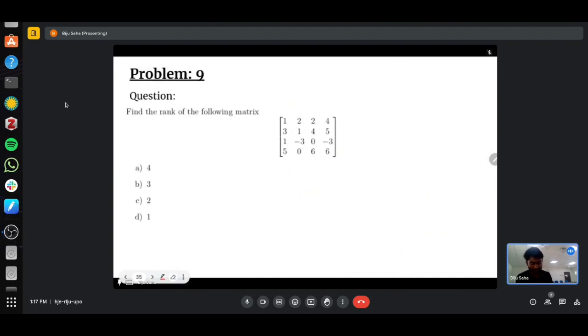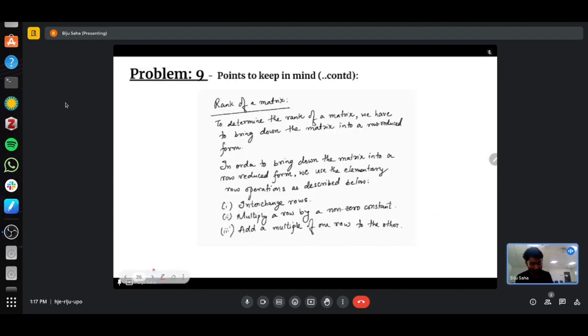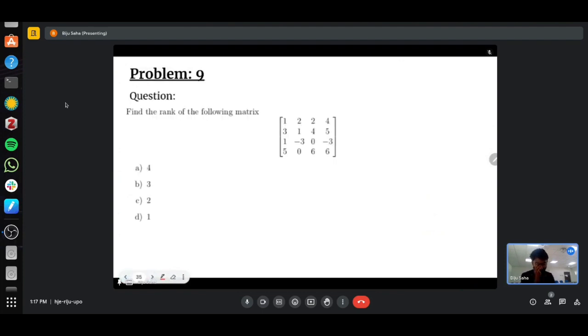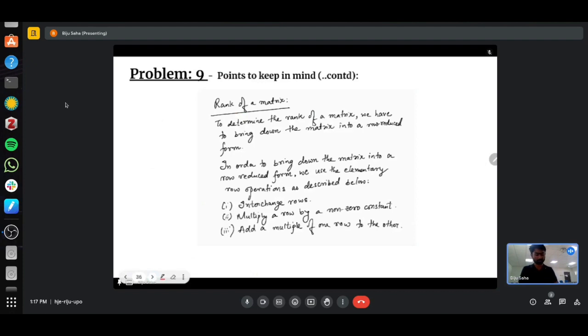So the next 9th problem and the 10th problem are essentially based upon a concept known as the rank of a matrix. So you have a matrix and you have to find out what the rank of the matrix is. Let me first introduce what the rank of a matrix actually is. The rank of a matrix can be found by reducing the matrix.